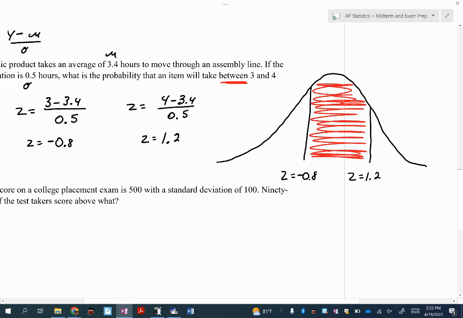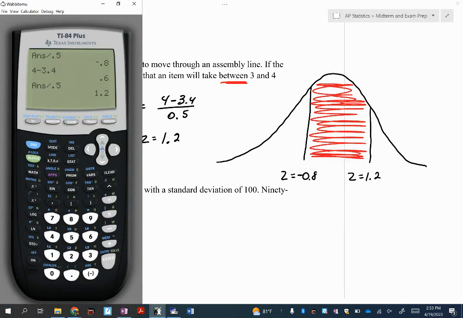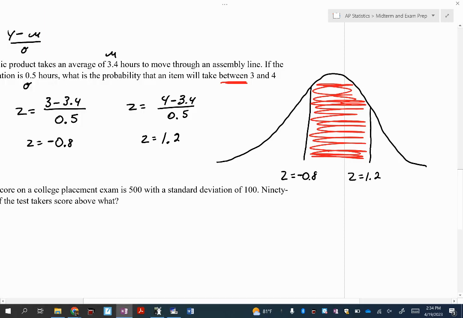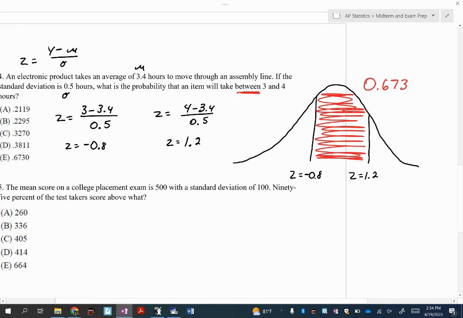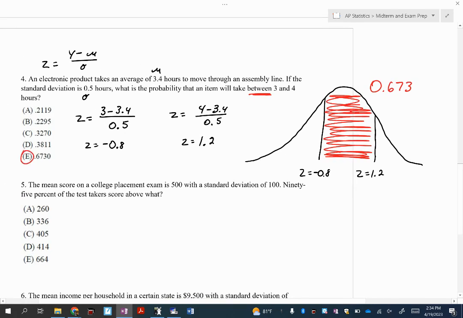So to find my answer to this, I need to use my calculator. All right, so this is going to be second vars. And the button I'm going to use for this one is normal CDF. So number 2. What is my lower bound? Negative 0.8. And my upper bound is 1.2, which will give me an area of 0.673. So look at your answers. Letter E.